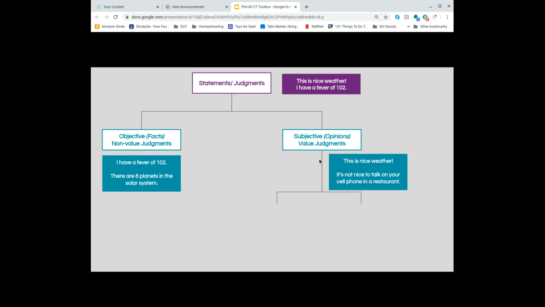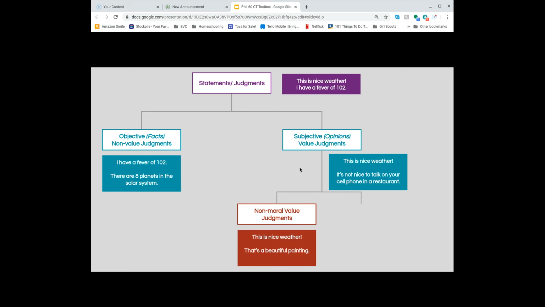Value judgments can also be split up into two different kinds: non moral value judgments. A non moral value judgment means that you're making a value judgment, but you're not saying something about how moral or ethical something is. So, you're saying it's nice weather or that's a beautiful painting. You're not saying that there's something wrong with the weather, something immoral about the weather. That wouldn't even make sense to talk about. And even if you say that's a beautiful painting, you're not saying something about the morality of that painting, whether it's wrong or right. You're just saying that it's beautiful. So again, it's a value, but it's not a moral value.